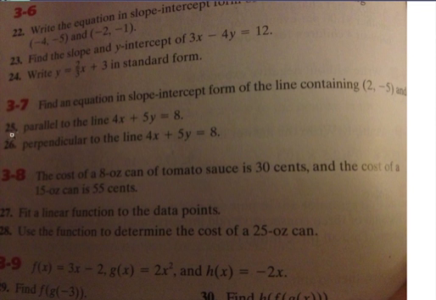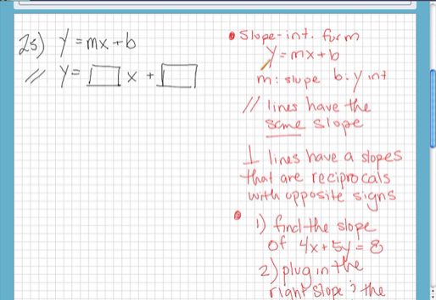So let's take a look at problem number 25, and then problem number 26 is going to be easy peasy. There's a little bit of background information we need to know to be able to finish both of these problems. The first thing we need to know is what slope-intercept form is. Slope-intercept form is the form of a line where it's written y equals mx plus b. M here specifically refers to the slope, and B specifically refers to the y-intercept, hence the name.